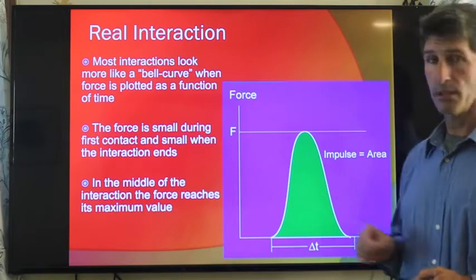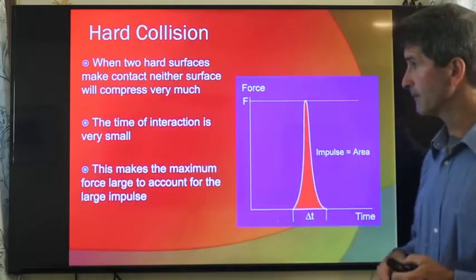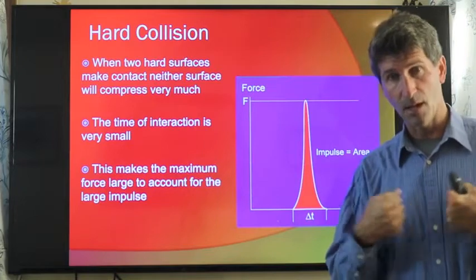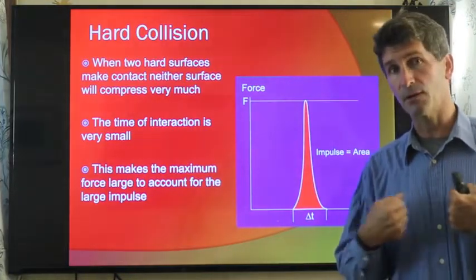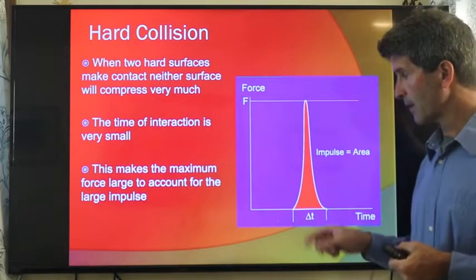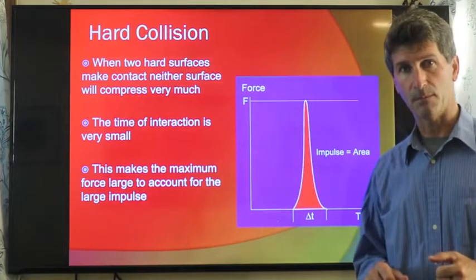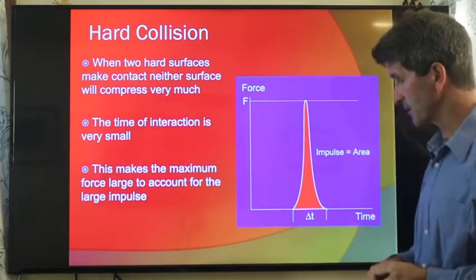So in looking at real interactions, we can think about how these interactions behave, where if we have two hard surfaces colliding with one another, they're not going to compress very much, they're not going to rebound very much. So the interaction time is very, very fast. Happens in an instant. Okay? Thus, the force is very large between the two surfaces.